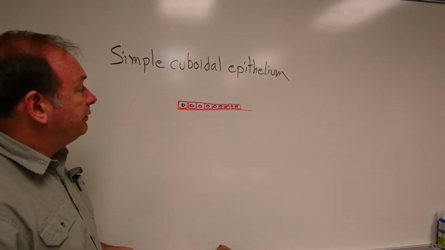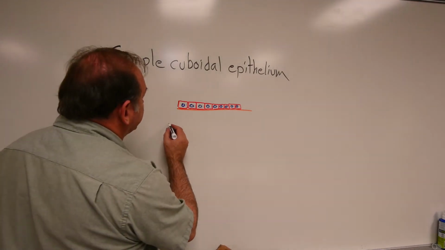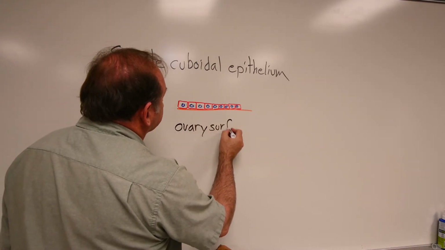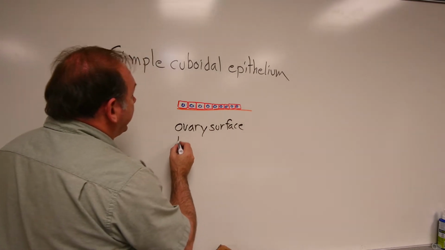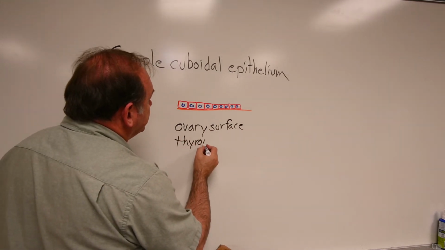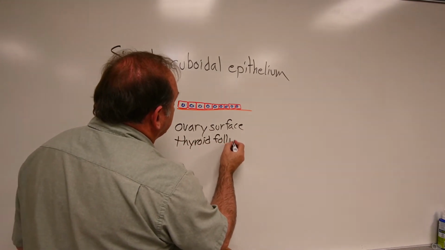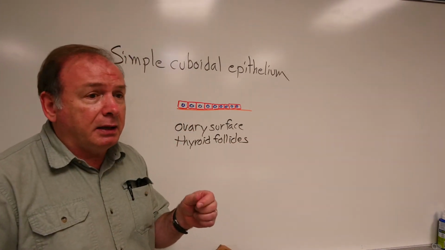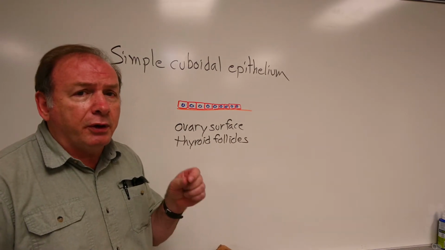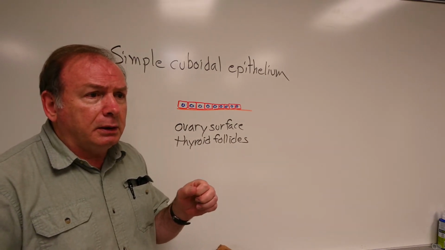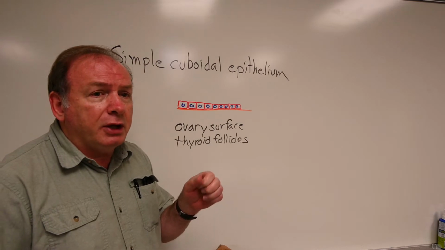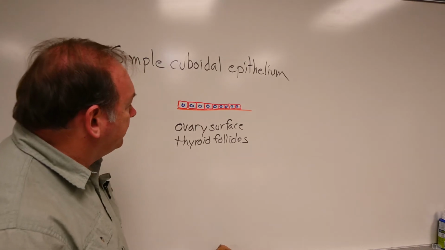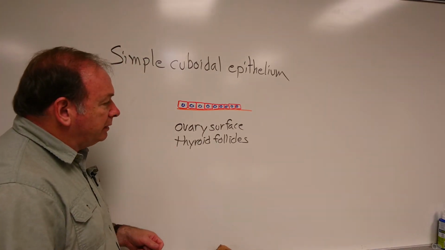Examples of places where you find this: you find it on the surface of the ovary, and in thyroid follicles. Thyroid follicles are little cavities that contain a precursor to your thyroid hormone. They're like little gel packets, little bubble-like packets that are surrounded on the outside by a single layer of cuboidal cells, thyroid follicles.